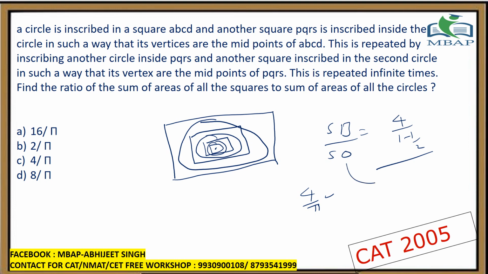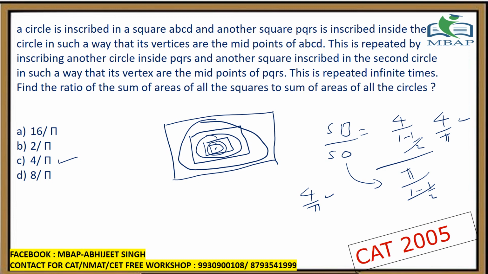What about the circle now? The circle will be nothing but pi divided by 1 minus 1 by 2, because all the possible circles will be nothing but half, half and half. If these two values change, this ratio will remain constant as usual. This is what I am trying to explain to you. The ratio is nothing but a series of 4 by pi.